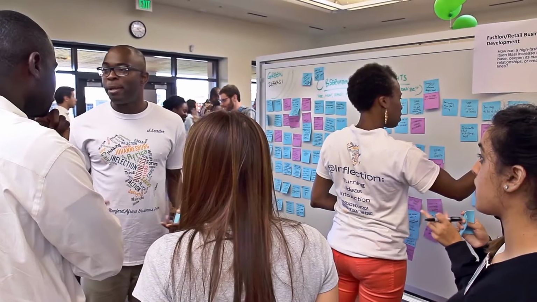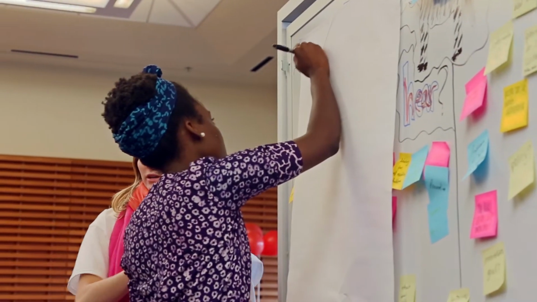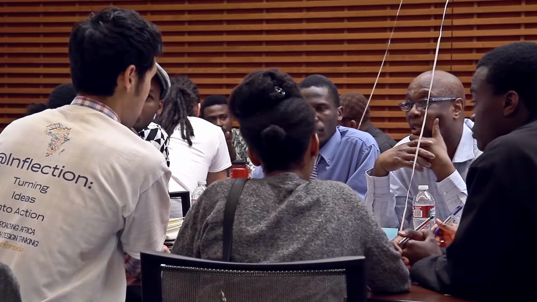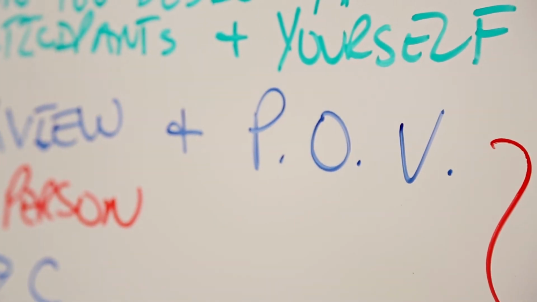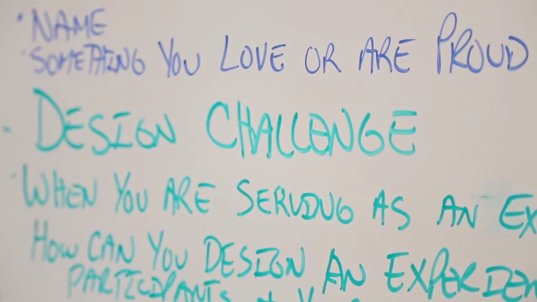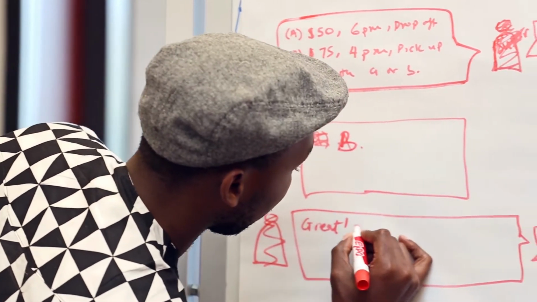And the key piece here is that you're just generating many solutions. Numbers, quantity over quality. Not worrying about judging the ideas, not worrying about whether the ideas are good or bad, because you don't know if the ideas are good or bad until you try them. None of you, no matter how good of a designer you are, can say whether an idea is good or bad until you try it out. And that's what the prototype phase is for.